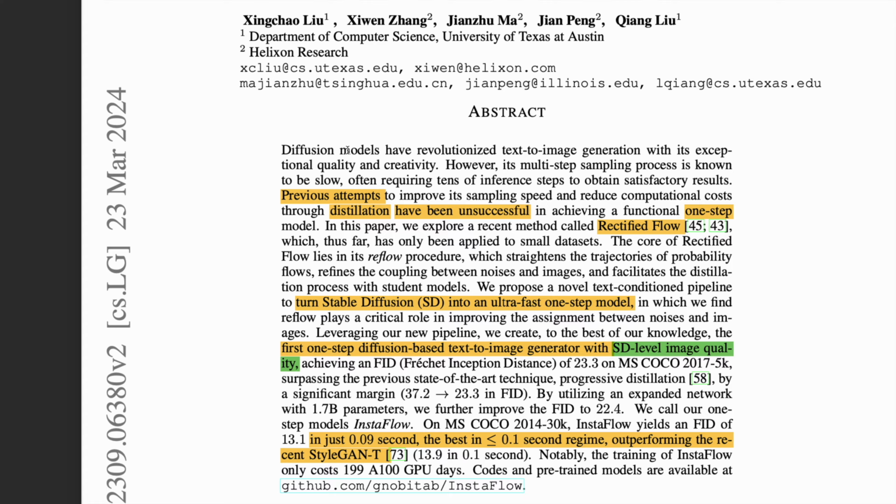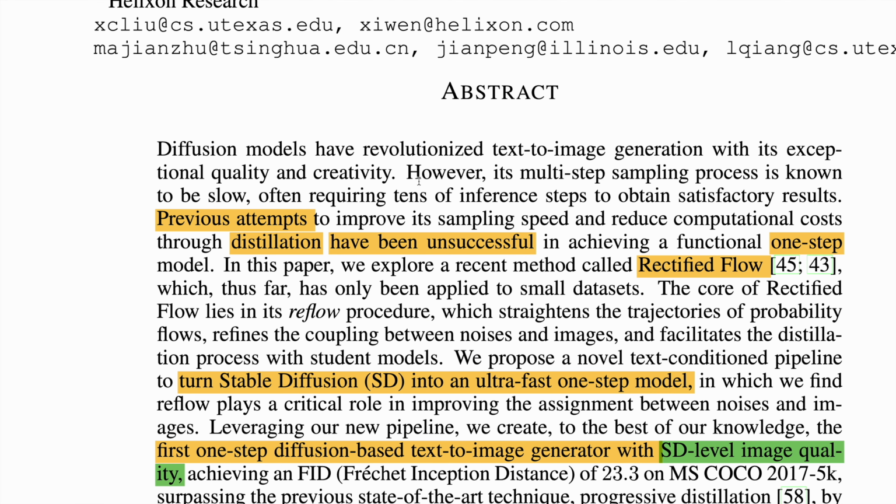Welcome. In this video, we're going to review the InstaFlow paper. That's a paper that distills Stable Diffusion into a one-step model, and therefore allows image generation in only 90 milliseconds. Okay, so basically what they say in the abstract is that previous attempts to distill large models into a one-step model were unsuccessful.